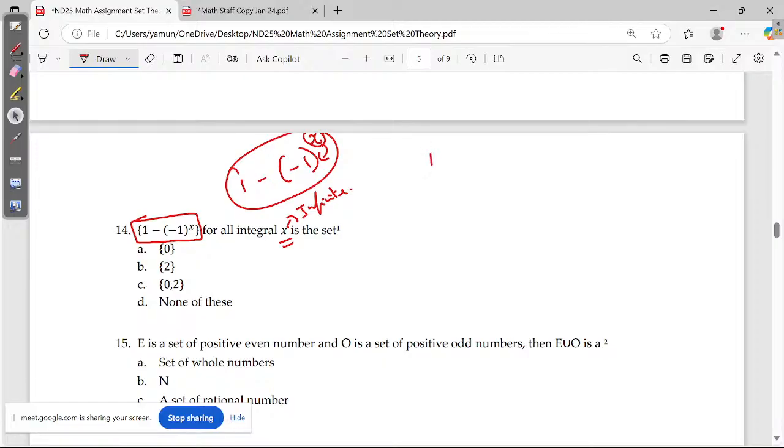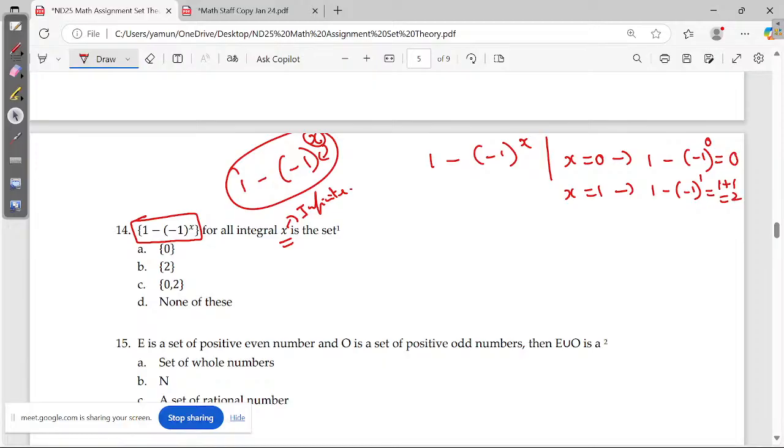So let me go over here. 1 minus (minus 1) power x. I need to give x an integer value. They have not said positive integer or negative integer, and even 0 is an integer. So let me take x equal to 0. 1 minus (minus 1) power 0. Anything to the power 0 is 1, so 1 minus 1 is 0. I think no doubt on this. Let me proceed. x equal to 1: 1 minus (minus 1) power 1. Minus 1 power 1 is negative 1, so this will be 1 plus 1, which is equal to 2.